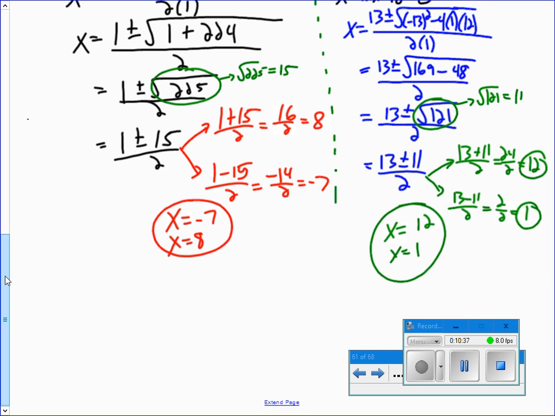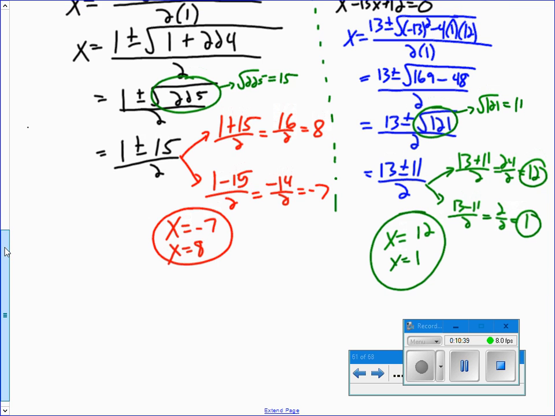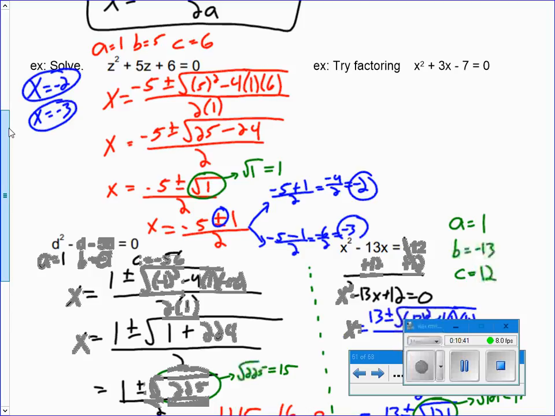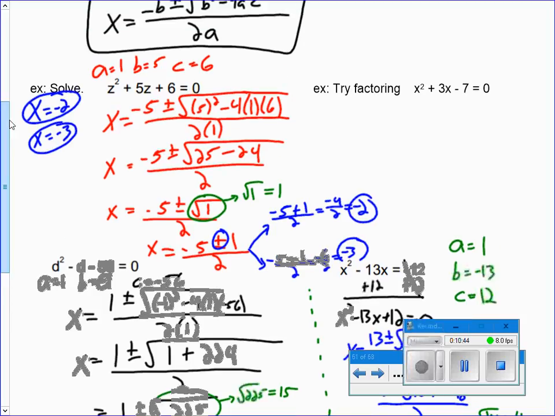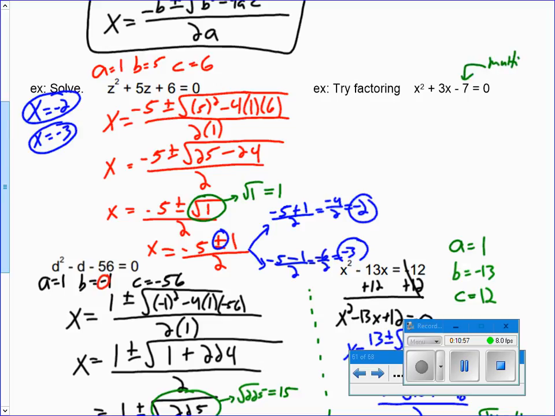Alright, so you're probably noticing this is a lot more work than doing the factoring. Alright, so why are we spending all this time doing this? Well, this is why when we have problems like this up here. X squared plus 3x minus 7. Alright, if we were to try factoring this, we'd be looking for two numbers that multiply to negative 7 and add up to 3.